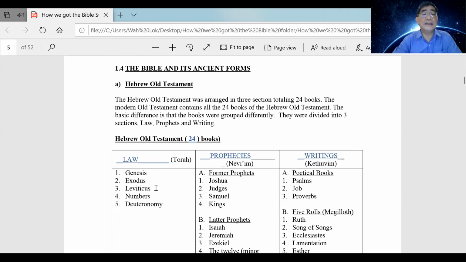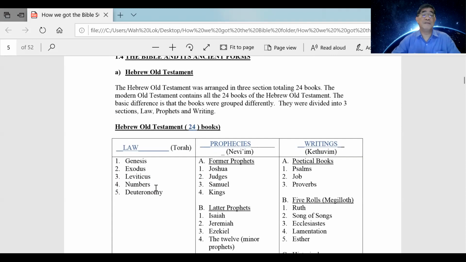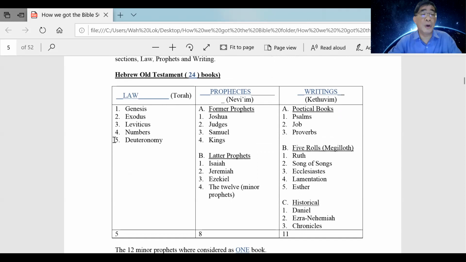And then the number of books there. Remember, our modern Bible has 39 books, but how many books are there in the Hebrew Old Testament? The answer should be 24. Why? They're grouped differently. The law is the same: 5 books of the law.